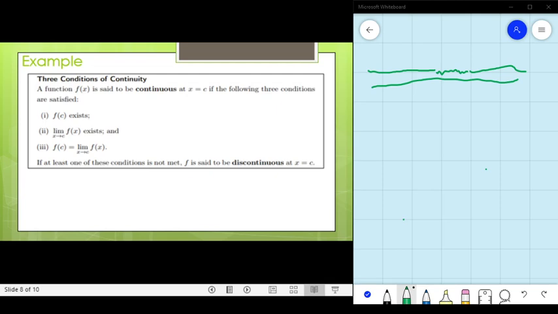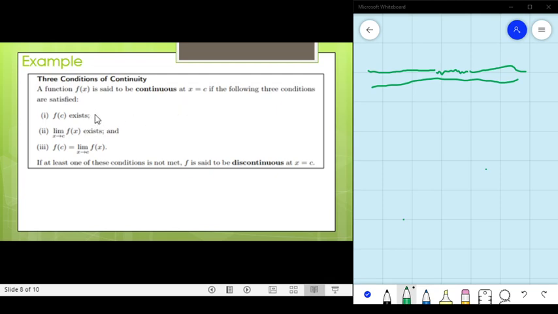So the first one is f of c exists. Then the second one is the limit of f of x as x approaches c exists. And the third, f of c is equal to the limit of f of x as x approaches c. If at least one of these conditions is not met, f is said to be discontinuous at x equals c.